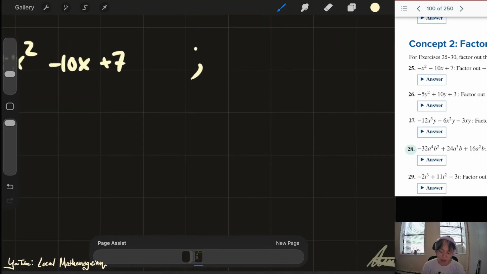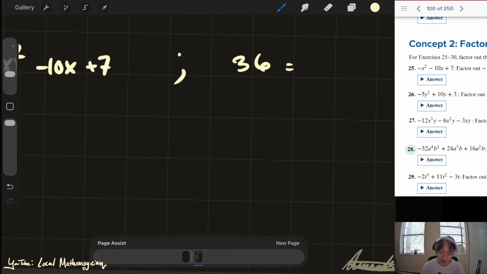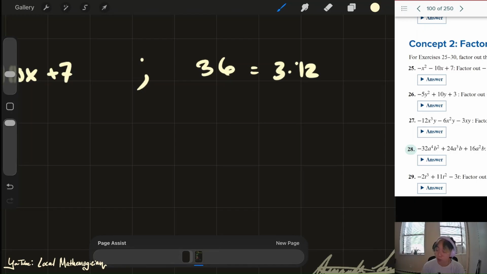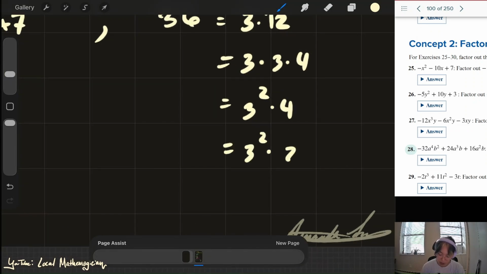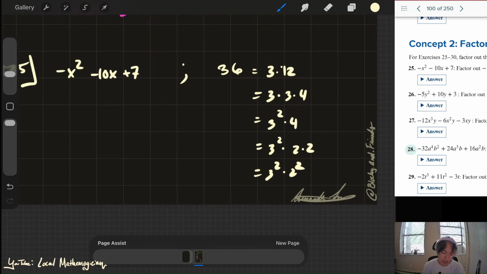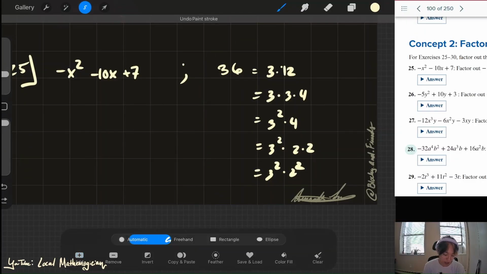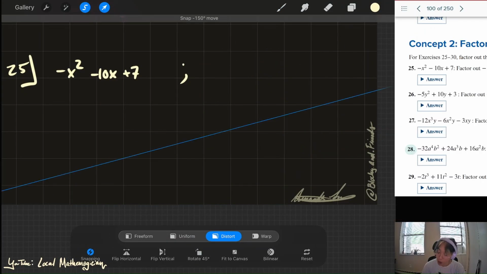You know how when you're looking at, let's say, 36, you can write this as 3 times 12. You can prime factor it, and this becomes 3 times 3 times 4, which is 3 squared times 4, which is 3 squared times 2 times 2, which is 3 squared times 2 squared. You know how that's a thing that you can do? That's actually how I recommend you look at factoring for polynomials as well.